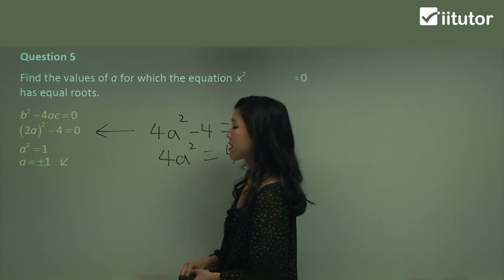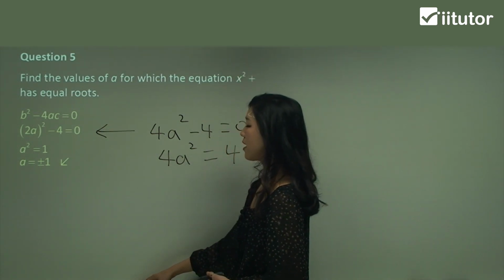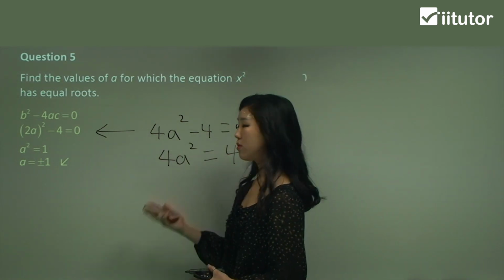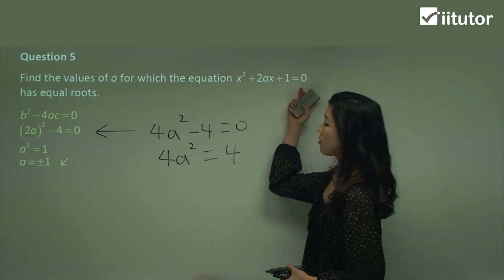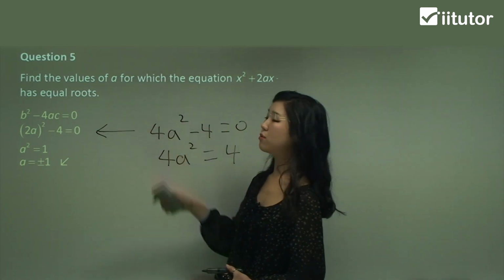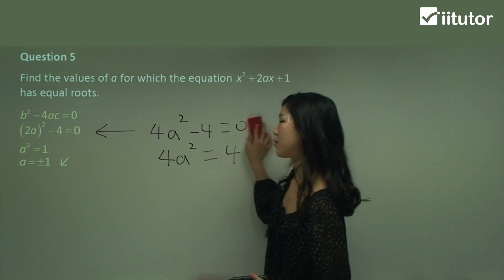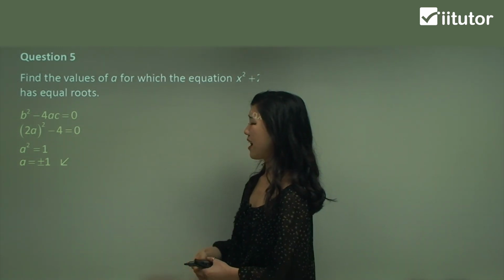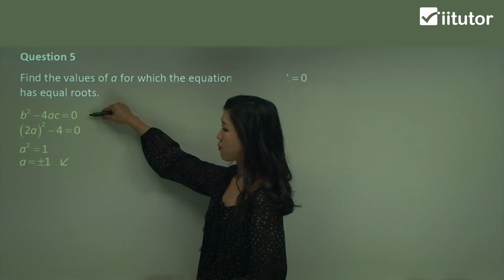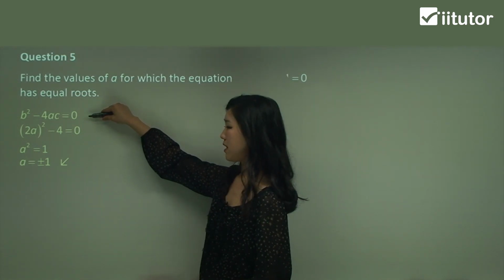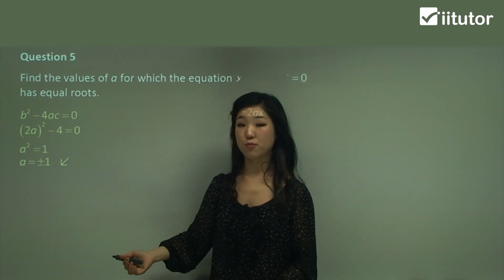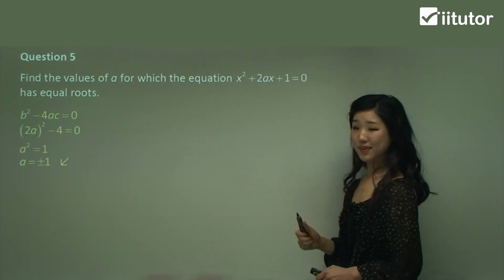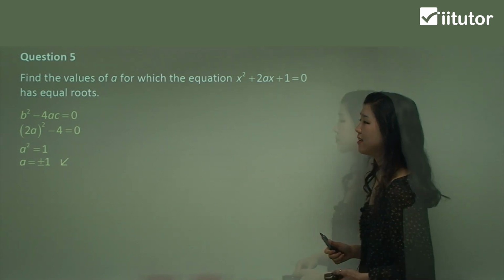So therefore a can be positive 1 or negative 1, and if a is either of those two values, the quadratic equation here will have equal roots. So trying to understand that. As you can see, after applying the property of equal roots, where the discriminant is equal to 0, the rest is just algebra. So please get the first step correct. That's question 5. Let's move on.